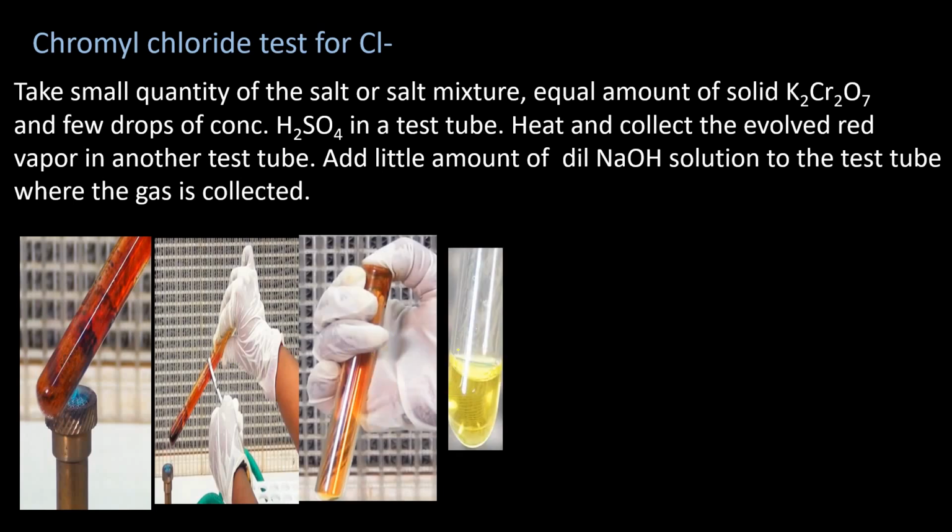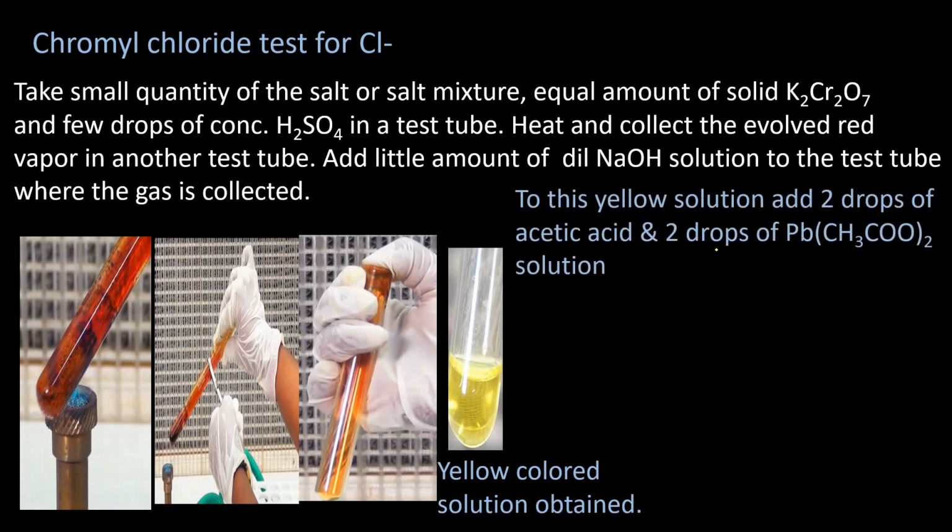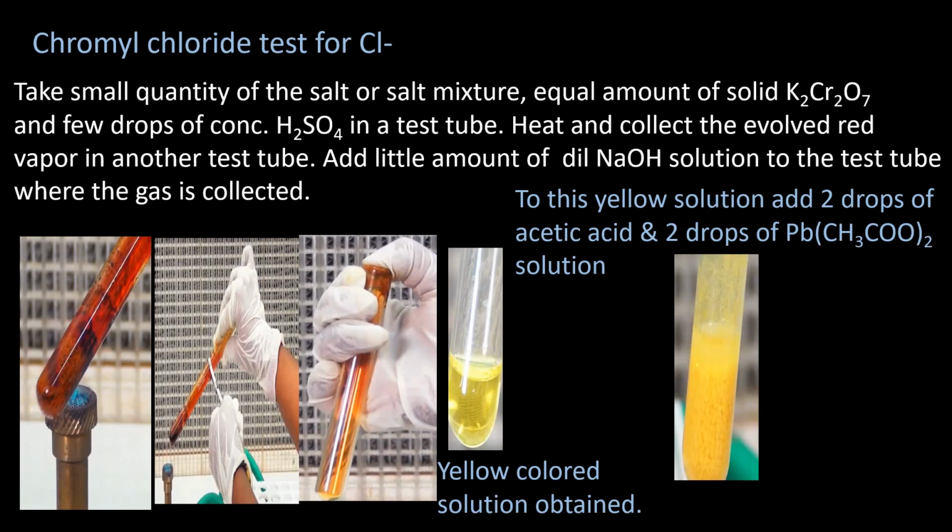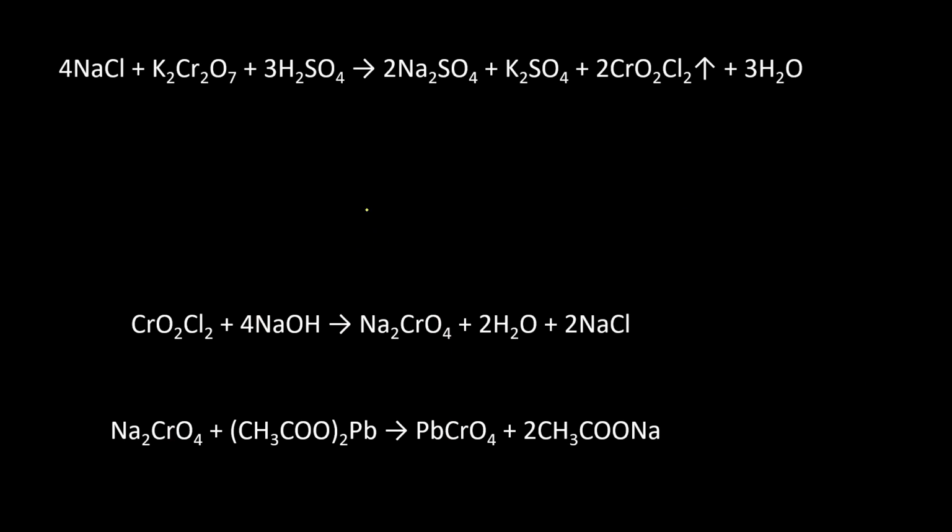Now here if you add dilute sodium hydroxide solution, what is happening? A yellow colored solution is obtained. That indicates chloride. And again, to this yellow solution, if you add 2 drops of acetic acid and 2 drops of lead acetate solution, then what happened? You will get a yellow precipitate that confirms chloride. Right? Now, what is happening here? This is the chromyl chloride test.